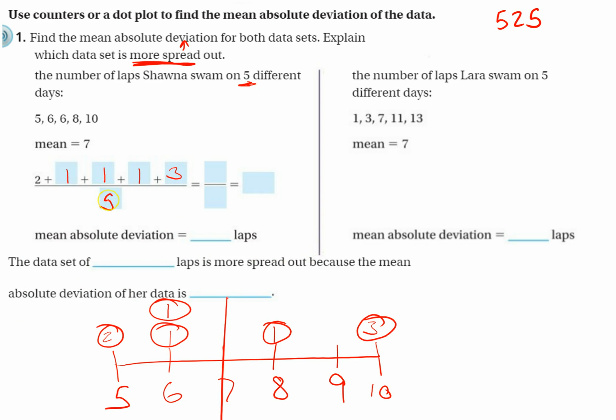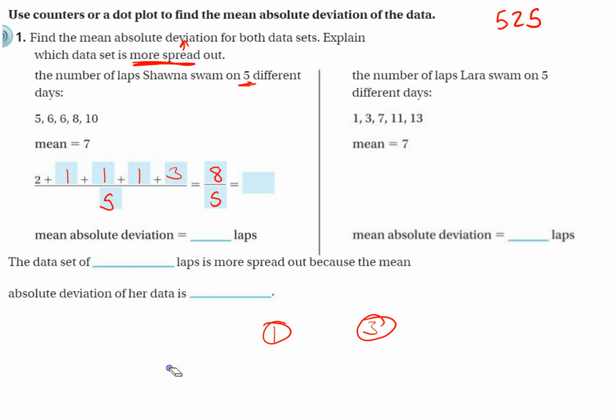And then the 5 came from there were 1, 2, 3, 4, 5 counters. Okay, we add that all up. 2 plus 1 is 3, plus 1 is 4, plus 1 is 5, plus 3 is 8. So this is 8/5. And again, a little review.